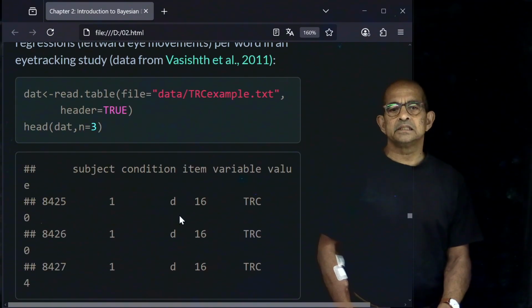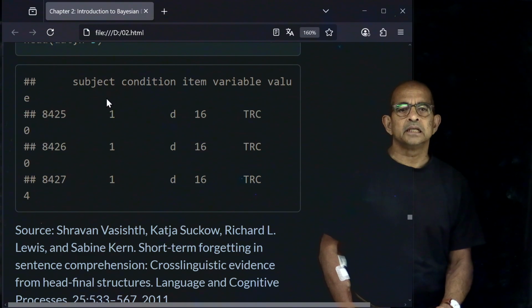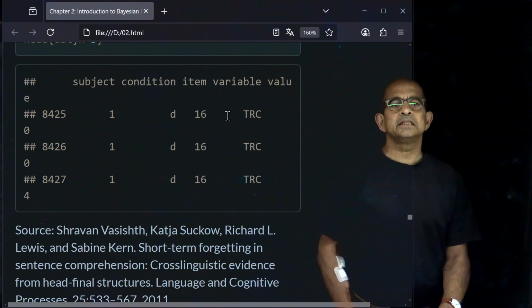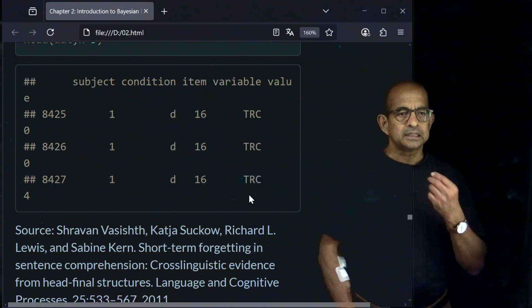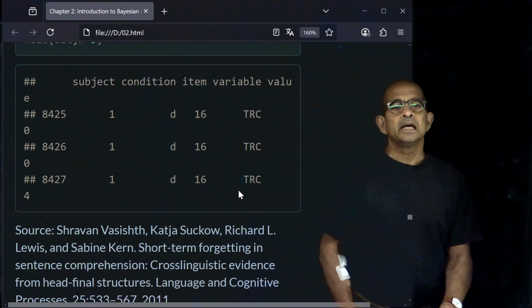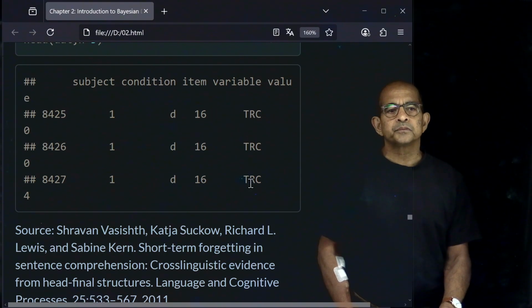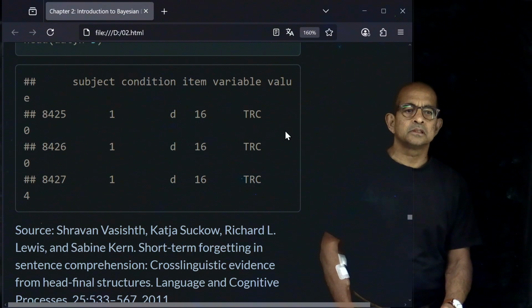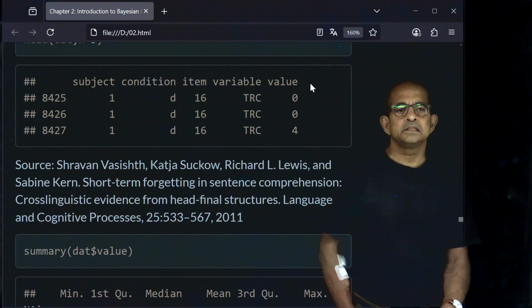What matters is the structure of the data. So I have one subject's data here, and there are some conditions that the subject is being exposed to. There are multiple items that the subject is seeing, and these are the total regression counts. This is the variable column. It labels the type of data that we're looking at, and because of the width of this screen, you're not actually seeing the values.